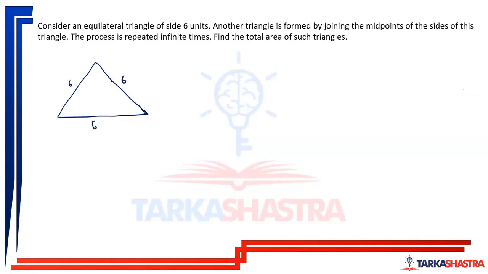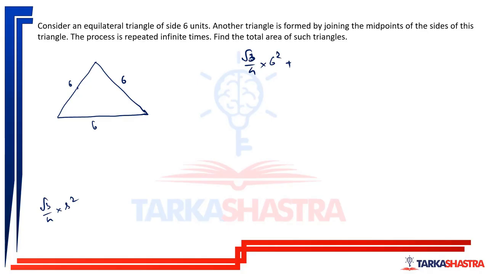Another triangle is formed by joining the midpoints of the sides of this triangle. The process is repeated infinite times. Find the total area of such triangles. Very easy. So the bigger triangle, area of an equilateral triangle is √3 by 4 into side square, right? So area of the bigger triangle will be √3 by 4 into 6 square.